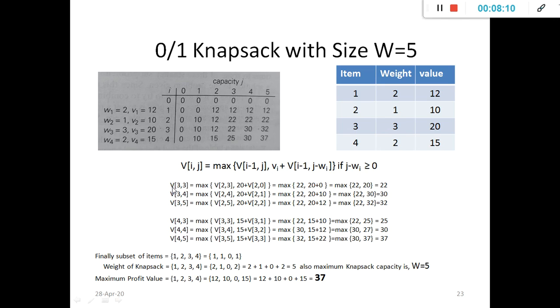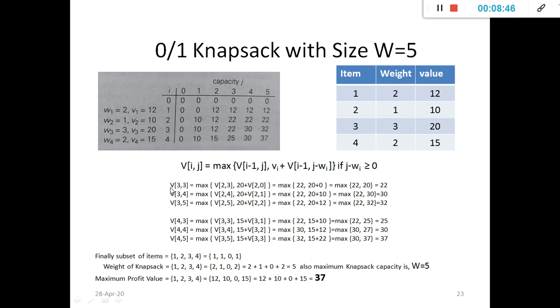To get this value, you have to follow these steps and apply the formula. Let us see what the formula is. You want to know the exact value at the position 3 by 3 using this recurrence formula. You just have to check V of i, j. Now i becomes 3 and j becomes 3. Similarly, V of i, j is the maximum of V of i minus 1, j, and v i plus V of i minus 1, j minus w i, if j minus w i is greater than or equal to 0. You have to use this simple recurrence formula to know the exact value for each position in this table.